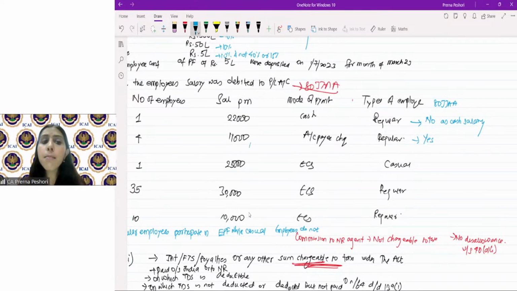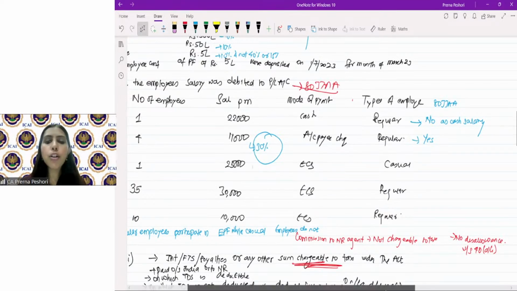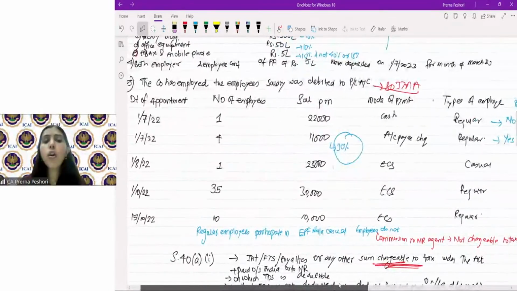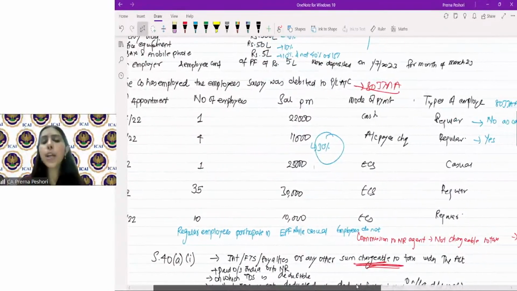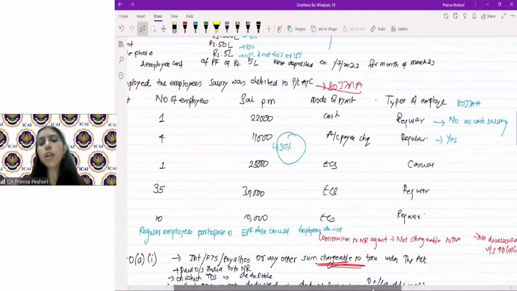But not the entire amount. What will happen? The 30% of this. Are we getting that? Next is 25,000 salary. The employee is employed on 1st August 22. The salary is paid by ECS and he's a casual employee.